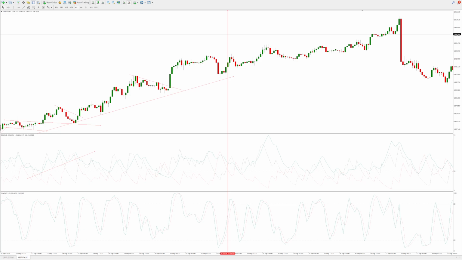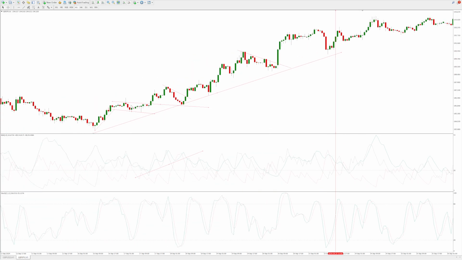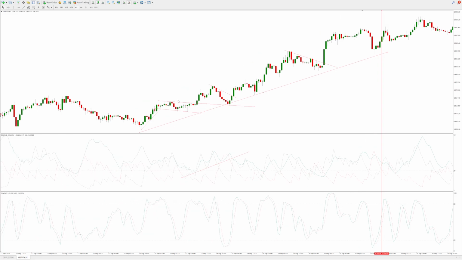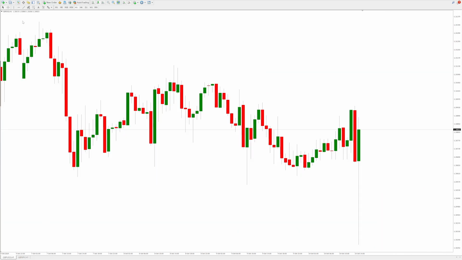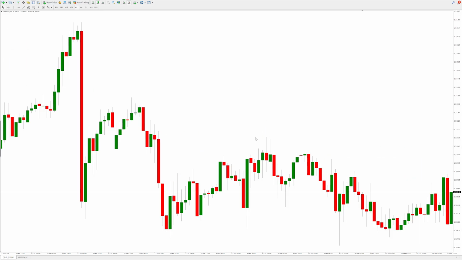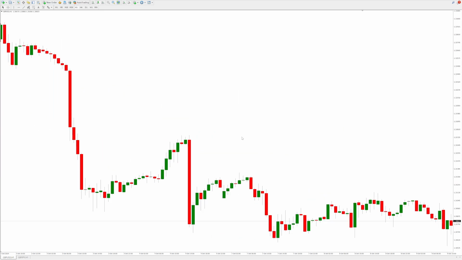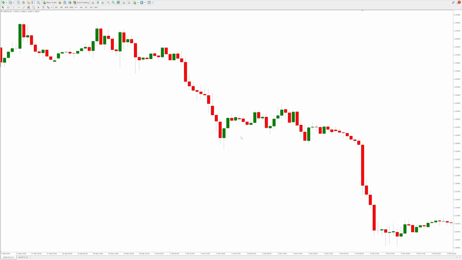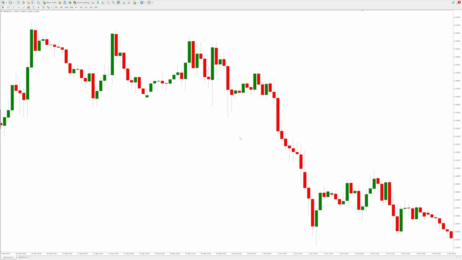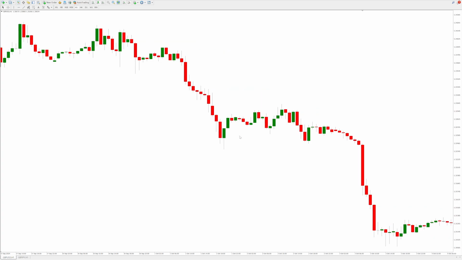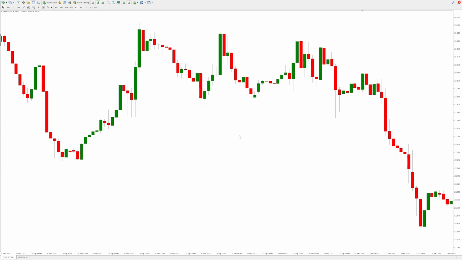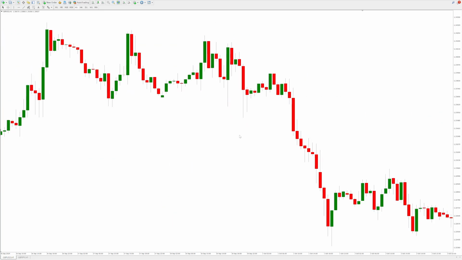Okay, so that was an example of the flag pattern in a bullish market. So, bull flag pattern. Now, if we switch to the pound dollar 1 hour chart, we can look for a bearish flag. So first thing is to look for a downtrend.